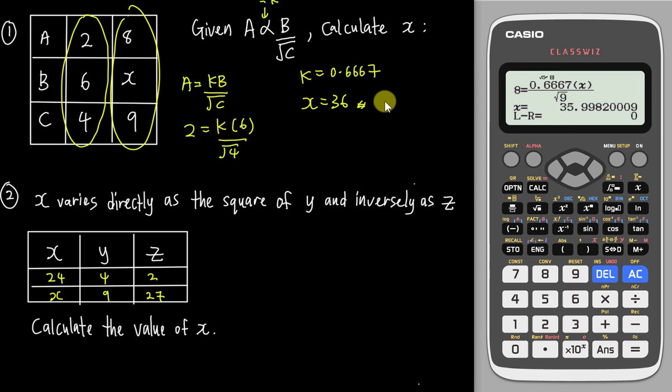Alright, so let's have a look at question number 2 here. What if the question says something like x varies directly as a square of y and inversely as z? So therefore, what I will do is I will just skip the relationship part.